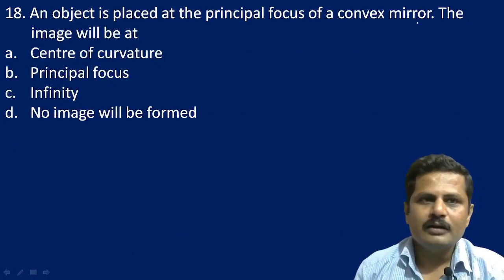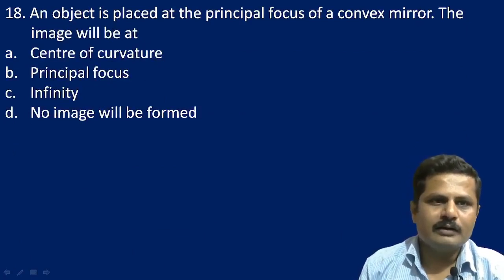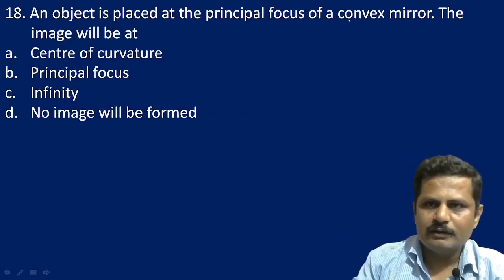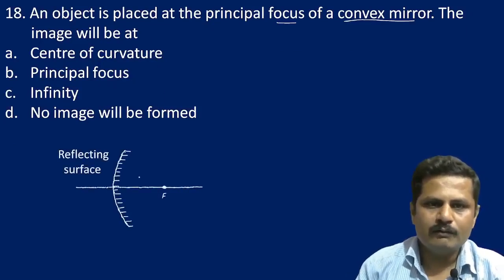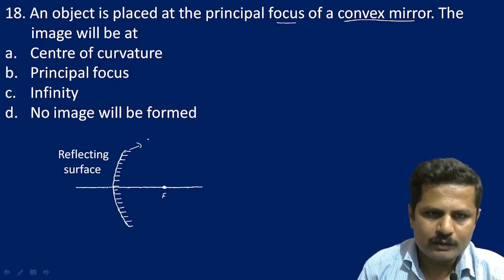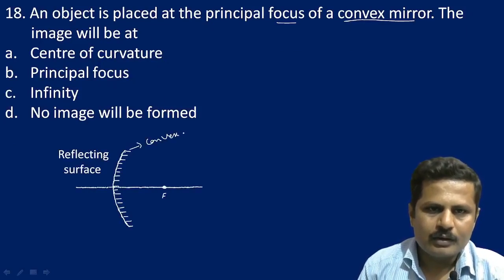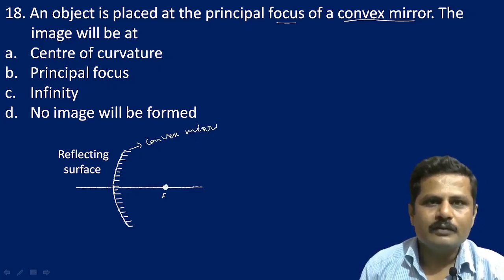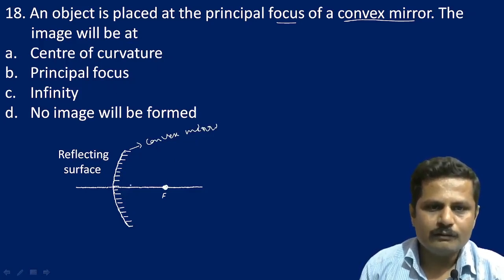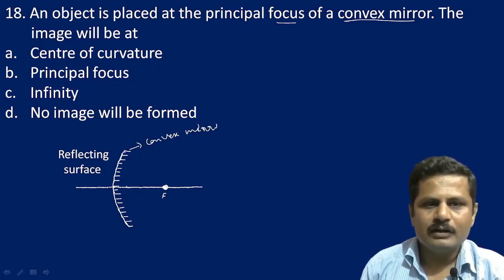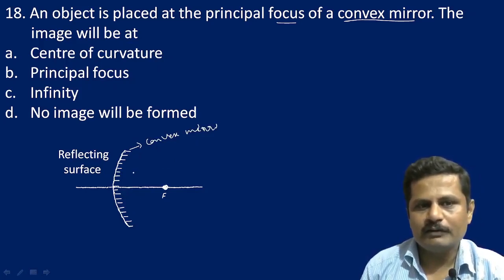a convex mirror. The image will be at, so here this is the convex mirror. We know that the focus of the convex mirror is here. This is the focus. If you place any object at the focus, we won't get any image, because you are placing the object at the back of the reflecting surface.